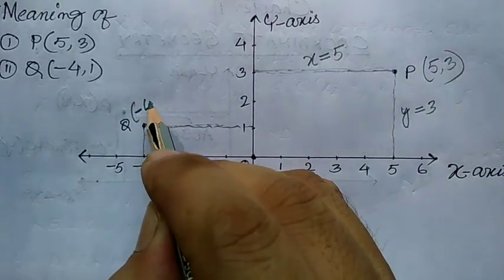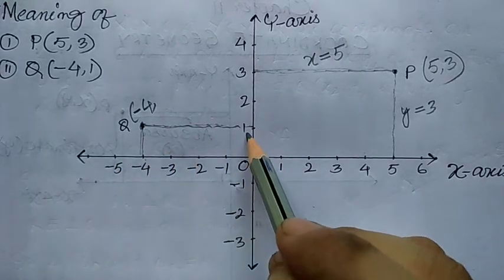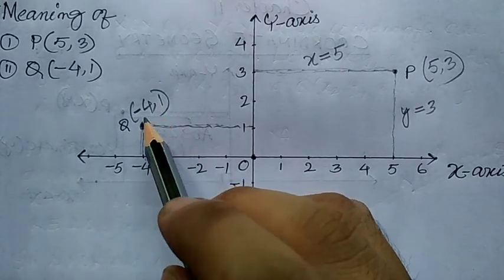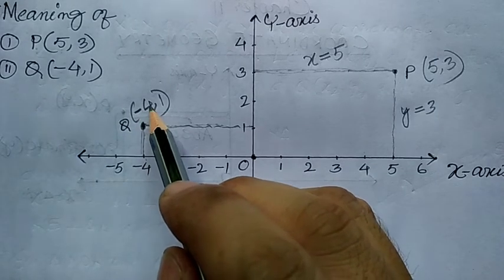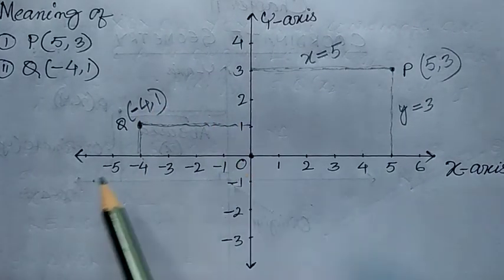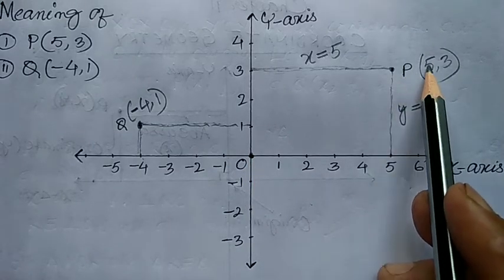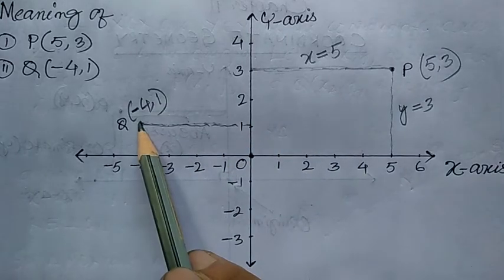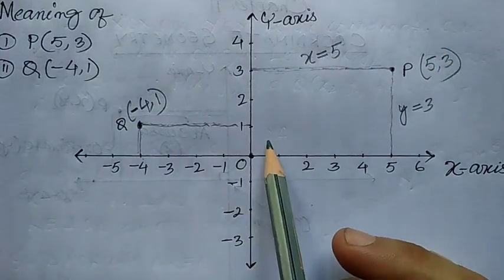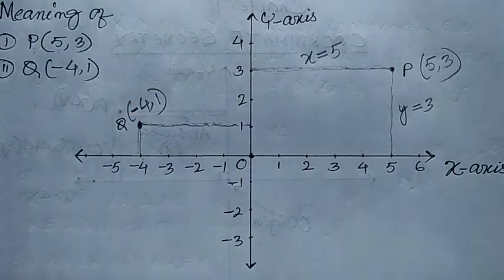So we write -4, comma. Then how far is this point Q from the x-axis? As you can see, this distance is 1. So we write (-4, 1) for this point Q. This means point Q is -4 units away from the y-axis and 1 unit away from the x-axis. Here we use minus because it is in the opposite direction of the y-axis. We have taken the distance of P to be +5 because it is on the right-hand side, and the distance of point Q to be minus because it is on the left-hand side. So this is how we plot a point on the plane, or the meaning of a point where you find two numbers, the abscissa and the ordinate.